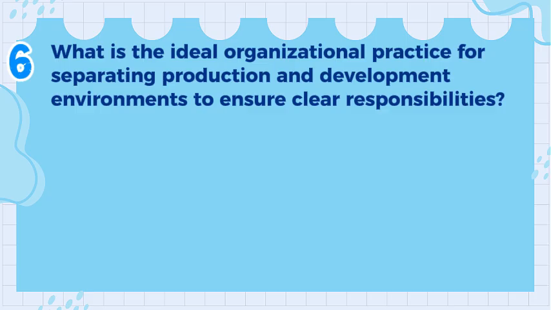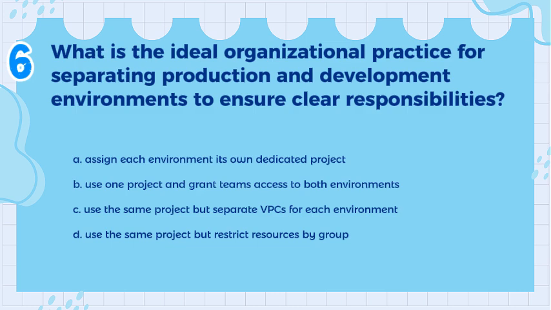Question number 6. What is the ideal organizational practice for separating production and development environments to ensure clear responsibilities? The choices are A. Assign each environment its own dedicated project. B. Use one project and grant teams access to both environments. C. Use the same project, but separate VPCs for each environment. D. Use the same project, but restrict resources by group.